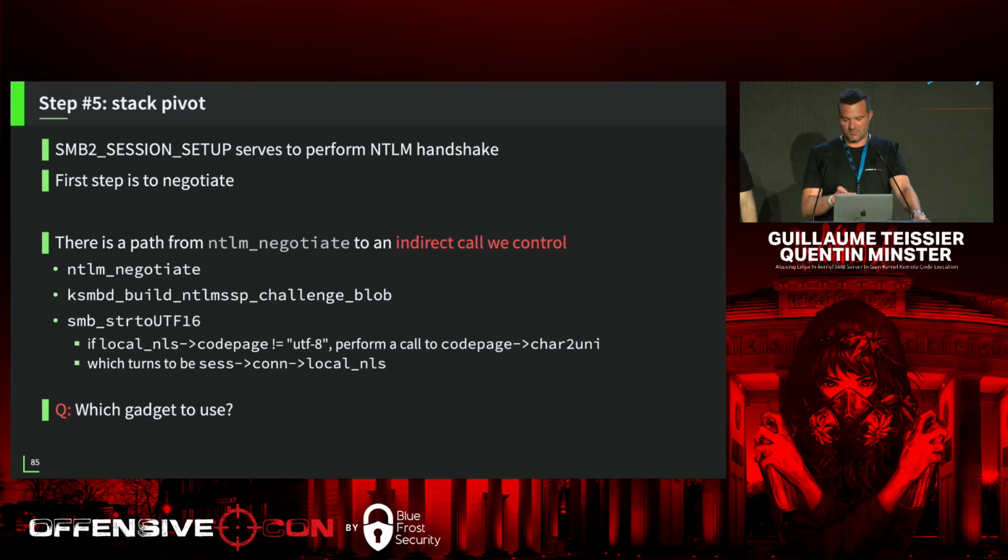So now the question is, when the overflow works, what can we do? We are looking for some indirect function call that we control, and in fact there is a path between SMB2 session setup, which will perform the NTLM handshake, and one indirect call here, which is a codepage char2uni function, which will be called. This path here is okay because now we control the session. We have overwritten the session with a fake conn pointer. Then we can control the local NLS, which will be used to dereference the memory and to perform the indirect call later. So now the question is, which gadget could we use in order to stack pivot, now that we control the function that will be called?